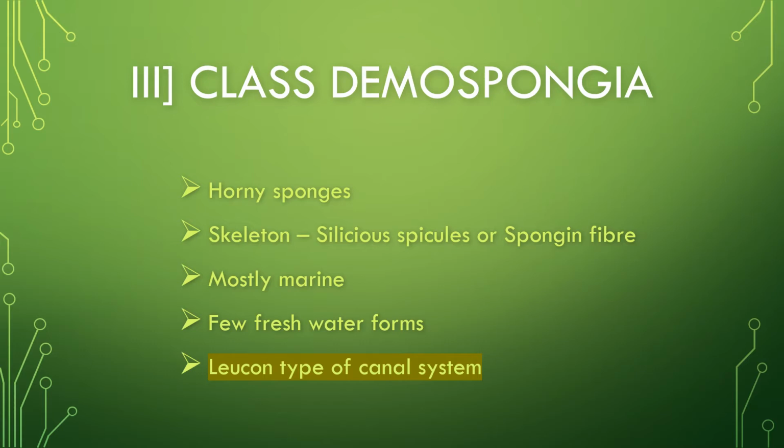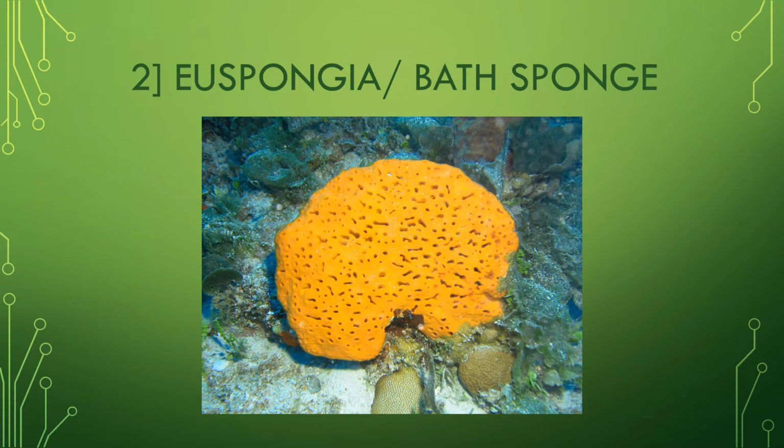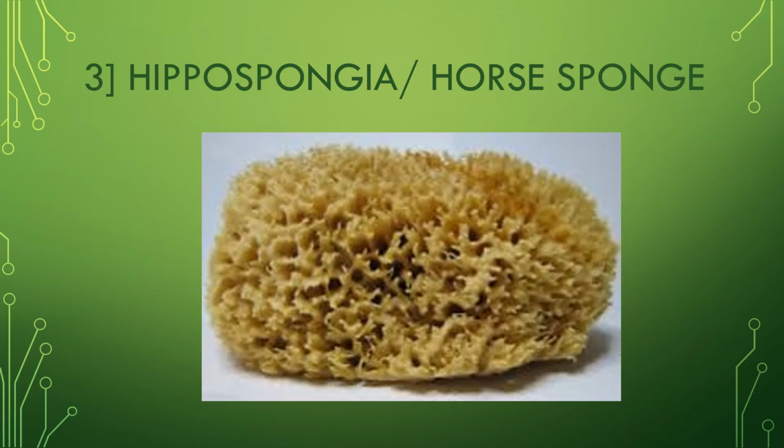Their habitat is mostly marine and rarely freshwater. Leucon type of canal system is present in this class. The example Spongilla. Its common name is freshwater sponge. Next, Euspongia. It is a common bath sponge which is used for bathing and cleaning. Lastly, Hippospongia or horse sponge. It is the commercial bath sponge of America.